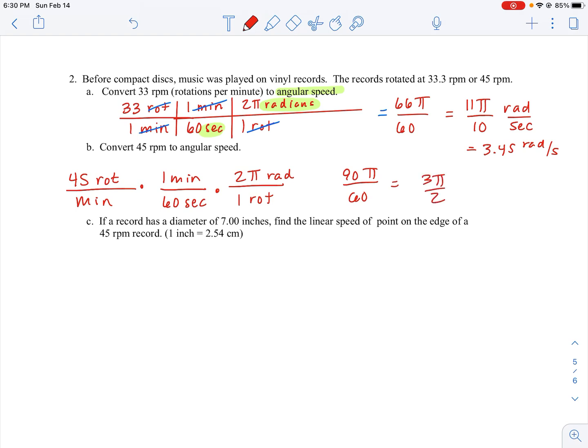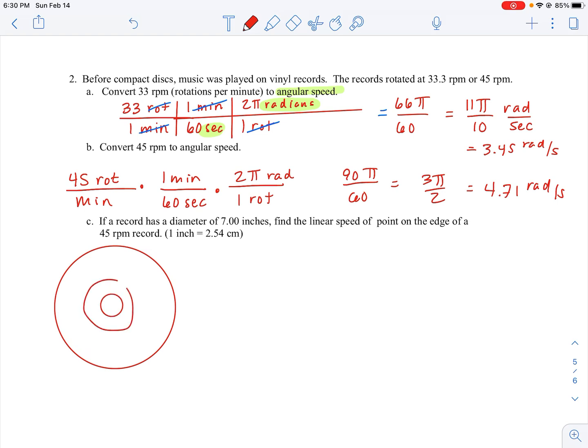Or again, if you'd like to change it to a decimal, we get 4.71 radians per second. Okay, part C. If a record has a diameter of 7 inches, find the linear speed of a point on the edge of a 45 RPM record. Okay, so this one will give me a chance to explain what I'm talking about.